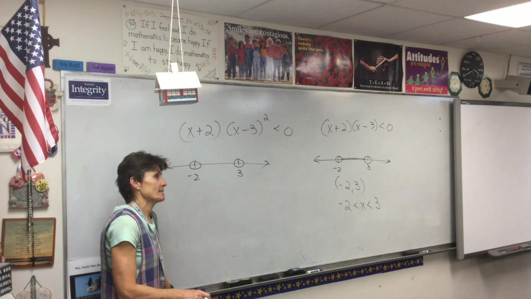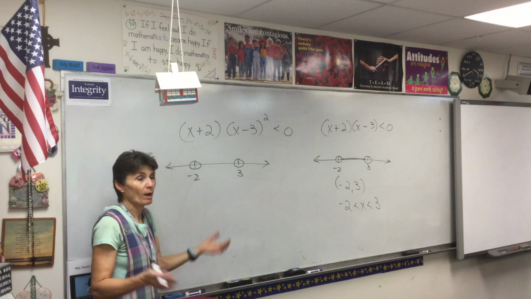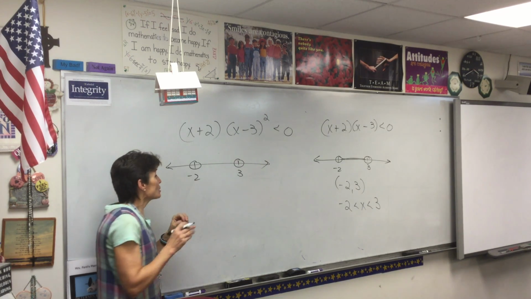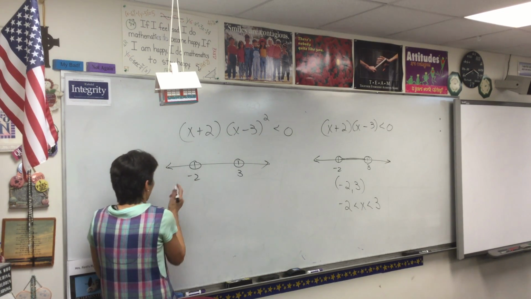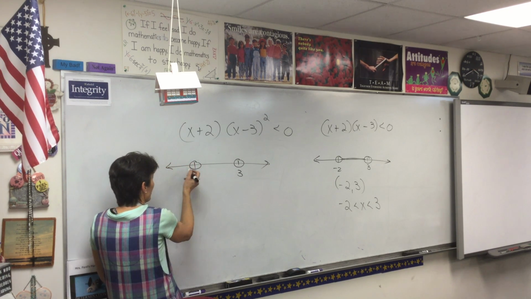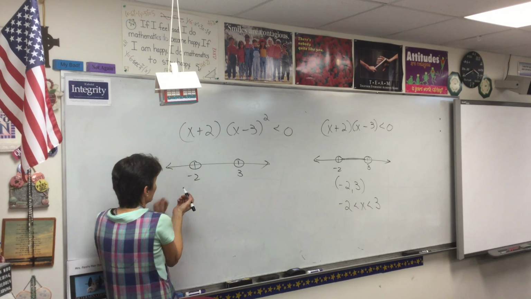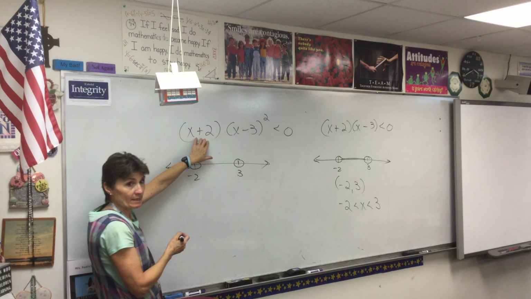What's different is that I have no idea where the shading is. So when you put that squared in there, it changes from problem to problem. There is no rule. So here's what I'm gonna do. I'm gonna pick a number over here in this part of the number line. What would be a good number to pick over here? Negative 3.